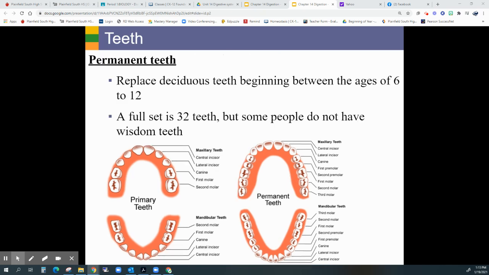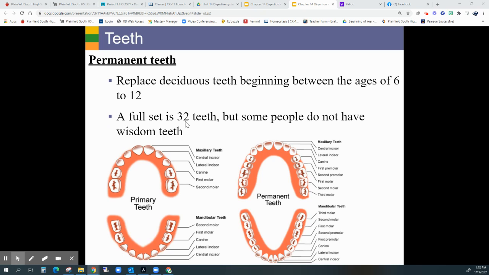Okay. Over here on the next slide, you can see a little bit of the permanent teeth and the replacement for those. All right, so replacement of deciduous teeth usually begins somewhere around age 6 and can go all the way up to age 12. I know that seems kind of crazy that all the way to age 12 kids can still lose teeth, but I will tell you, my daughter just turned 13 this last year, and all the way up until almost her 13th birthday, she was still losing a few of her primary teeth.